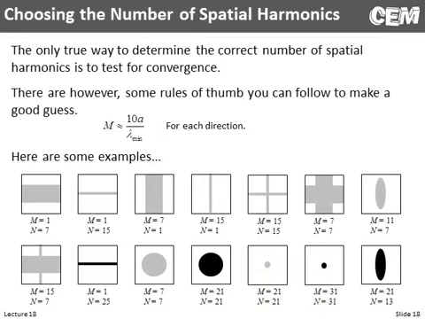Anyway, this is the pattern. So the number of harmonics I have listed here are not absolutes. It's just how you can make good guesses as to how many harmonics you'll need based on what the unit cell looks like. But the true way to do this is to look for convergence. You keep using more and more spatial harmonics until the answer no longer changes.